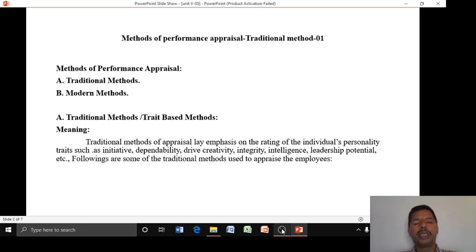such as the initiative taken by the employees, dependability, drive, creativity, integrity, intelligence, leadership potential, etc. So all individual factors will be considered for the performance appraisal in the case of the traditional method. Following are some of the traditional methods used to appraise the employees, or trait-based performance appraisal.